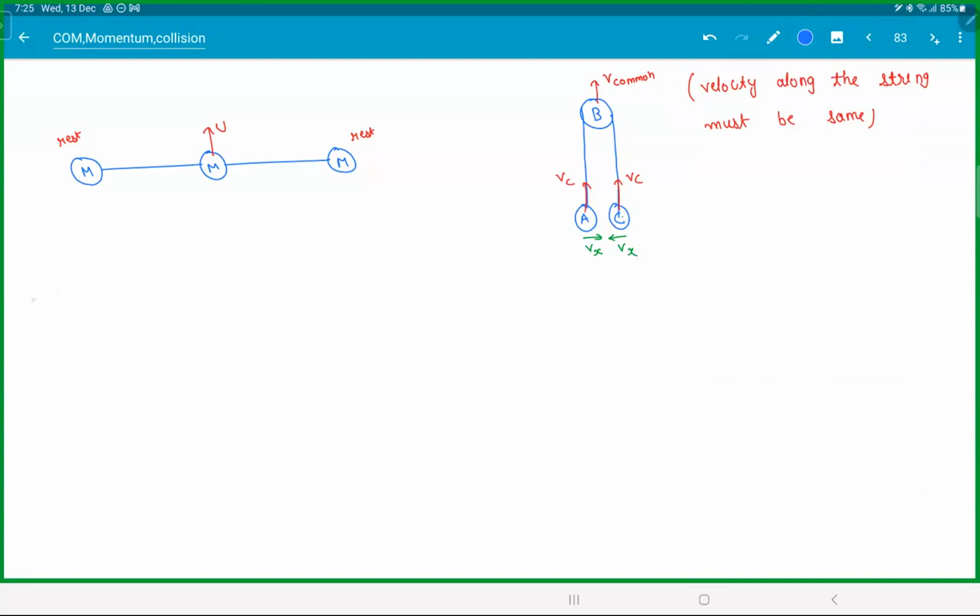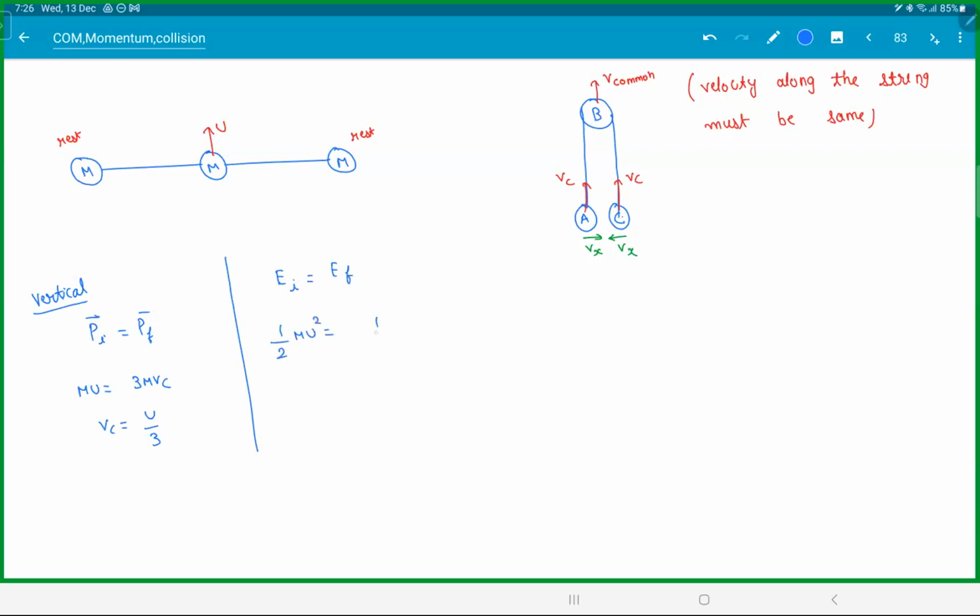Momentum is conserved. In the vertical direction, P initial is P final. Initial momentum is mu. Final is 3 mvc. Vc is u by 3. Work done by external force is 0. Energy is conserved. Initial energy is equal to final energy.